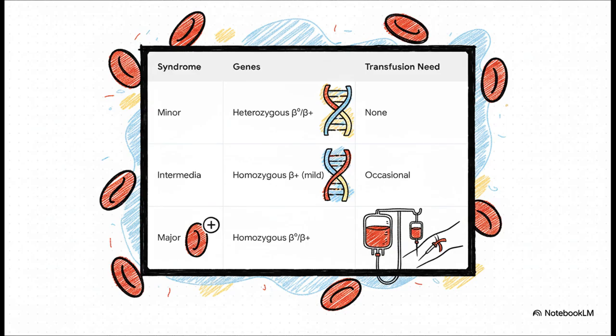And this, again, creates a whole spectrum of disease. If you're heterozygous, meaning you have 1 bad gene, you've got thalassemia minor, which is pretty mild. If you're homozygous for one of those milder beta plus mutations, you get thalassemia intermedia, and you might need occasional transfusions. But if you're homozygous for the severe beta 0 mutations, you have thalassemia major, and this is a very serious transfusion-dependent condition.